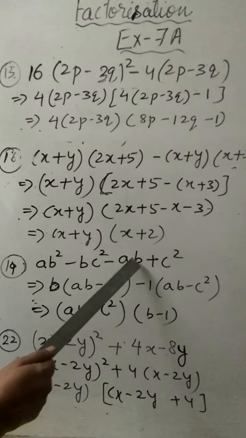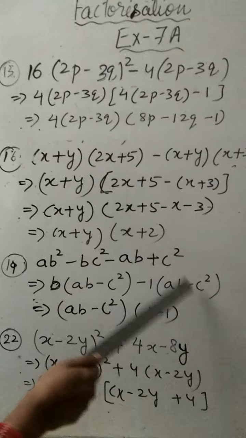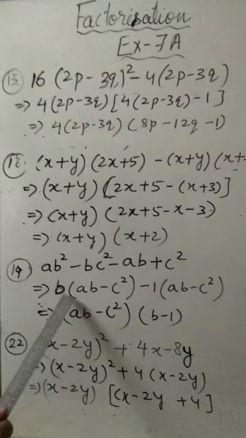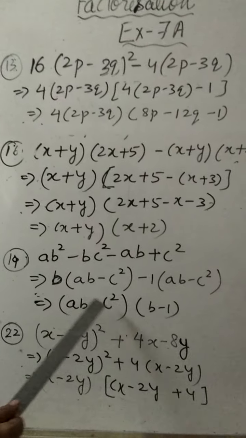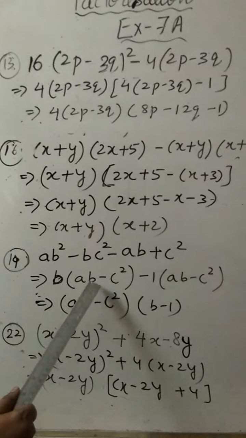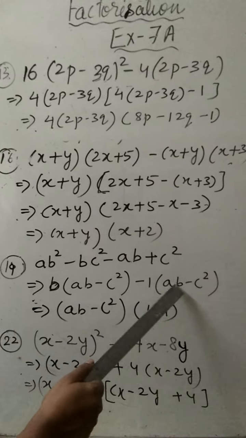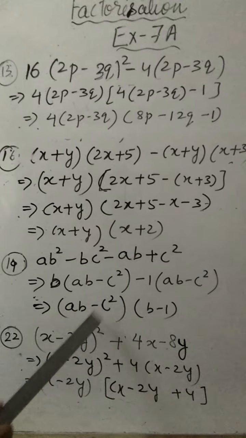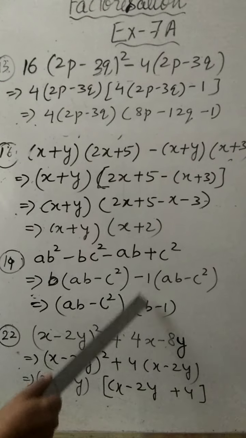So 1 is common, so we have taken 1, so ab will remain, and here a minus sign and then c square. Now you can see the common factors between these two terms: ab minus c square, and here also ab minus c square. So we have taken common, and here the remaining is b and minus 1.